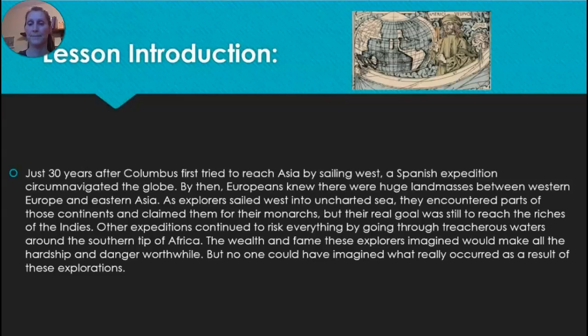Lesson introduction. Just 30 years after Columbus first tried to reach Asia by sailing west, a Spanish expedition circumnavigated the globe. By then, Europeans knew there were huge land masses between Western Europe and Eastern Asia. As explorers sailed west into uncharted sea, they encountered parts of those continents and claimed them for their monarchs. But their real goal was still to reach the riches of the Indies. Other expeditions continued to risk everything by going through treacherous waters around the southern tip of Africa. The wealth and fame these explorers imagined would make all the hardship and danger worthwhile. But no one could have imagined what really occurred as a result of these explorations.